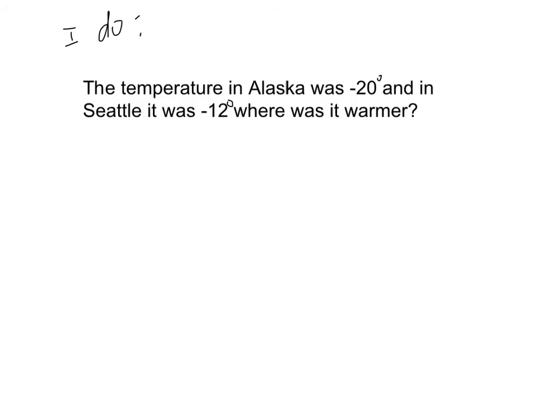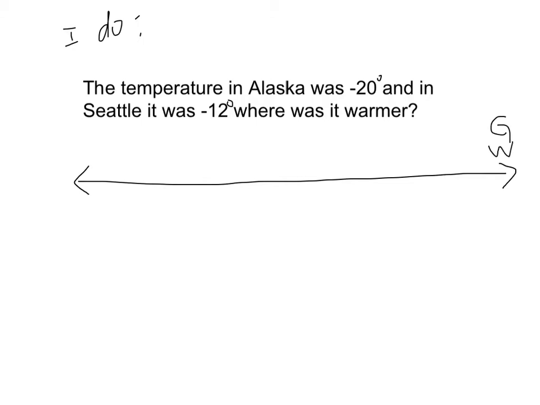Okay, so the question is, the temperature in Alaska was negative 20 degrees, and in Seattle it was negative 12 degrees. Where was it warmer? So if you envision this on a number line, we've got greater, which would also be warmer in this type of question, and less, which would also be colder. And both of these are negative, so I'm going to stick 0 way over here. And I'm going to count by 2's, I think. Negative 2, negative 4, negative 6, negative 8, negative 10, negative 12, negative 14, negative 16, negative 18, negative 20. And then I can just graph these.